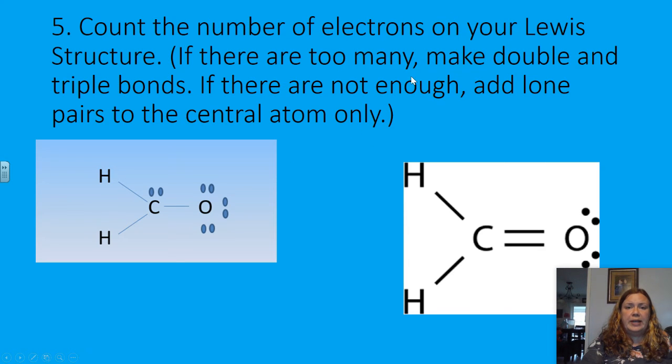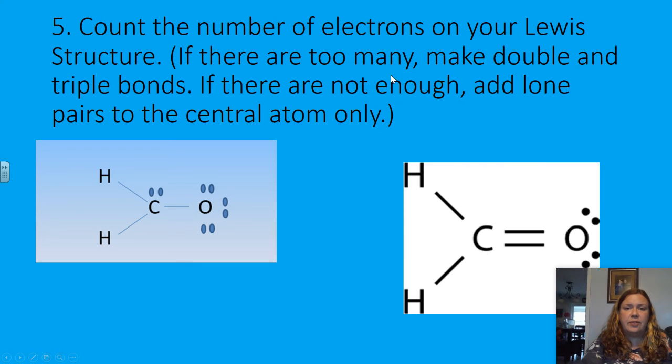So we count the number of electrons on our Lewis structure. Let me count this total and just show you. We have 2, 4, 6, 8, 10, 12, and 14. So we have 14 electrons total in our Lewis structure right now. However, we only need 12. If you recall, 12 is our valence number of electrons.